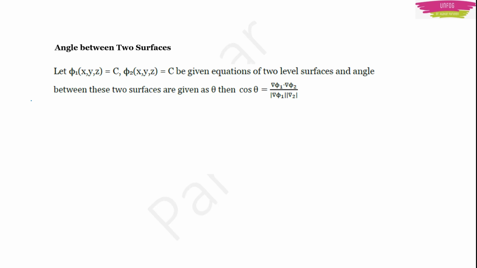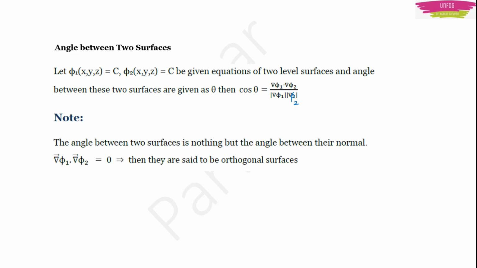Cos theta is equal to del phi 1 dot del phi 2 by magnitude of del phi 1 into magnitude of del phi 2. Here it should be del phi 2. The only thing is you have to differentiate and find the values of del. Also, if the dot product of those two vectors is equal to 0, then it means that the surfaces are orthogonal. Same as you do for vectors, you do it for the surfaces also, but you have to take the del for that, meaning you have to differentiate there.